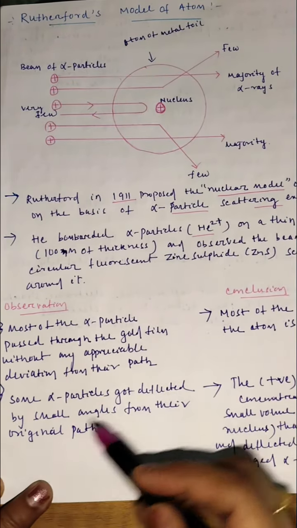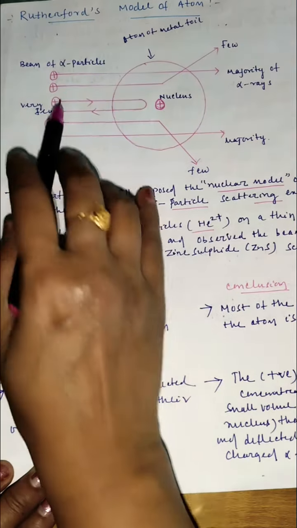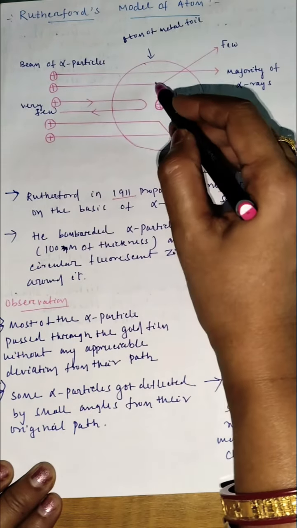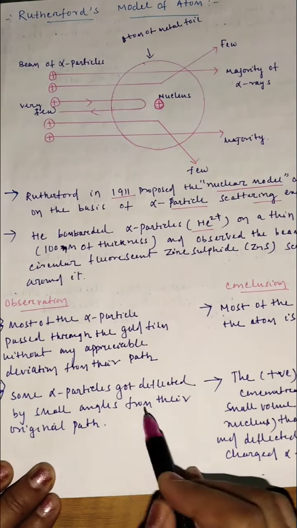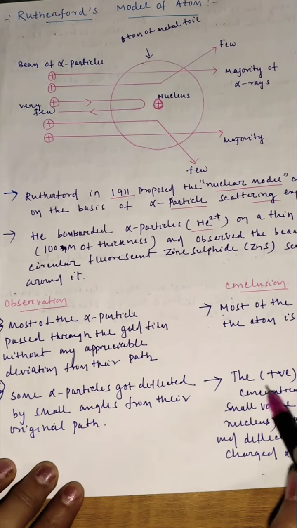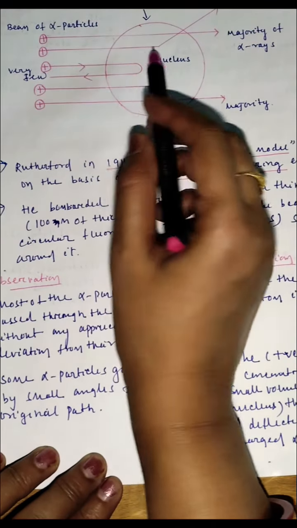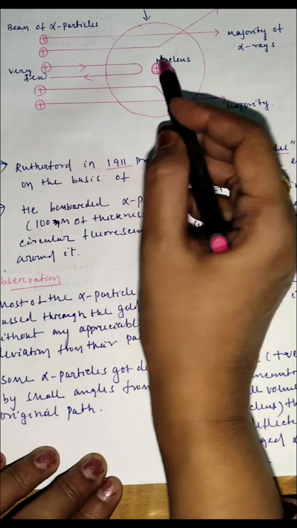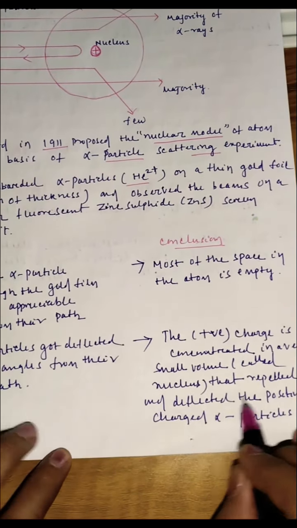Okay. Now, second observation is some of the alpha particles got deflected by small angles from their original path. These few are the particles which are deflected. What is the conclusion? The positive charge concentrated in a very small region, which is called the nucleus, repelled or deflected the positive particles. That means when the alpha particles come in slight contact with the nucleus, then they are deflected from their path. That means a repulsion occurs. That is why the alpha particles are deflected.